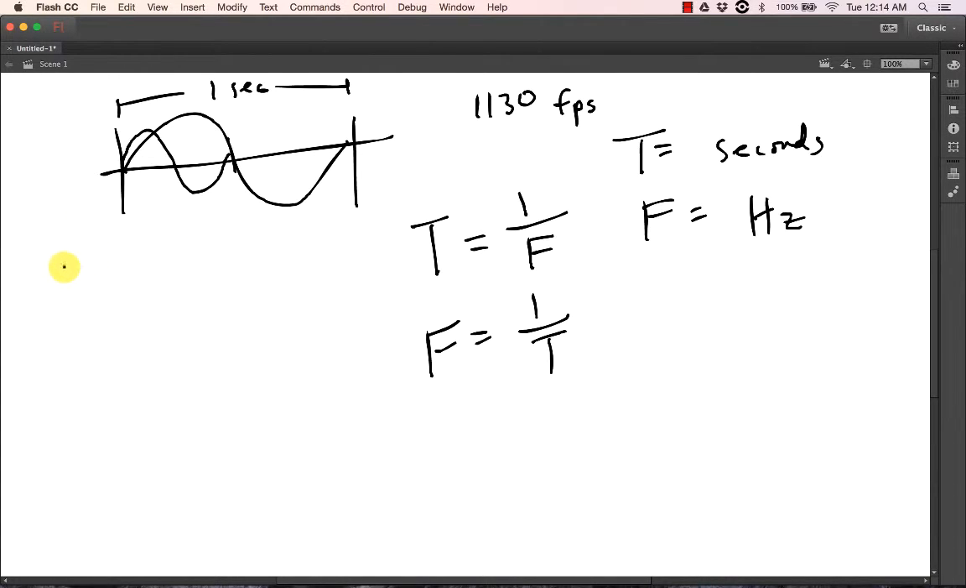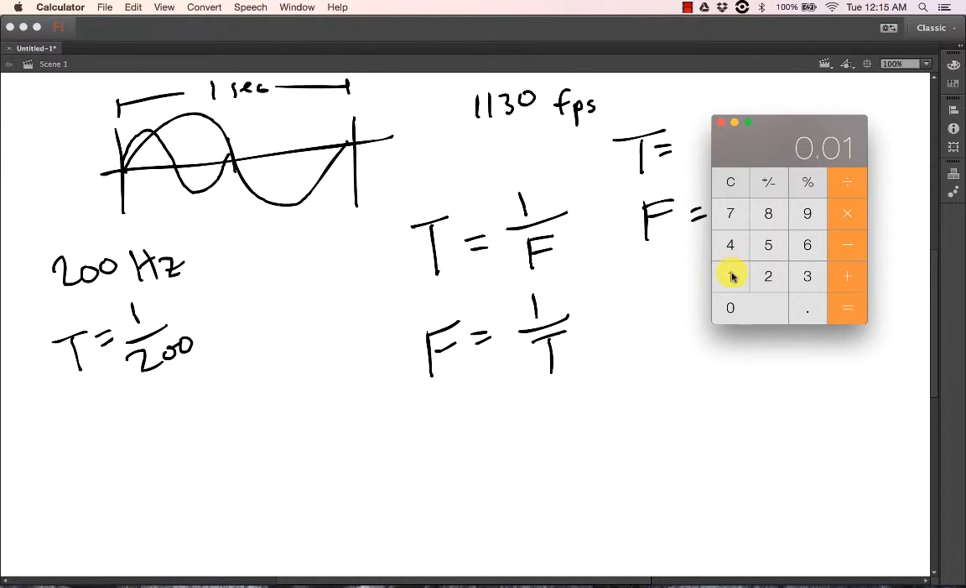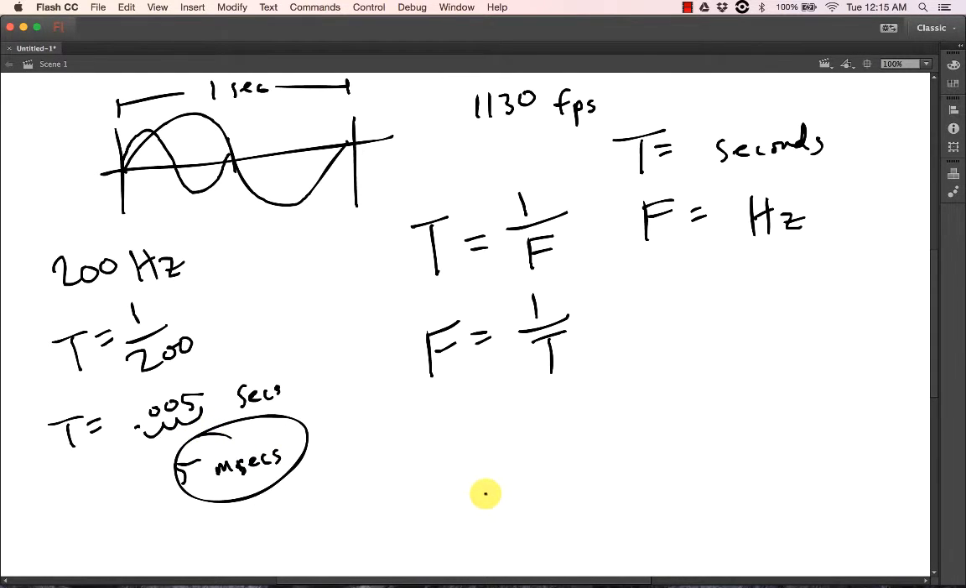All right. What about if we have a frequency of 200 hertz? Okay, how fast is that going? Time equals 1 over 200. You can try and figure that out in your head if you want, or we can go 1 divided by 200, 0.005. Time equals 0.005 seconds, right? How many milliseconds is that? 1, 2, 3, 5 milliseconds. That's our answer.